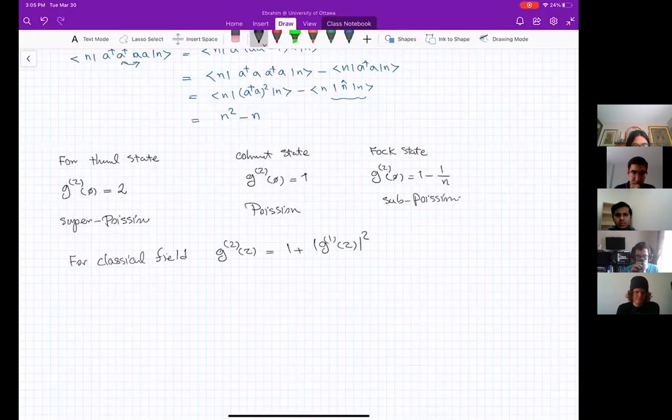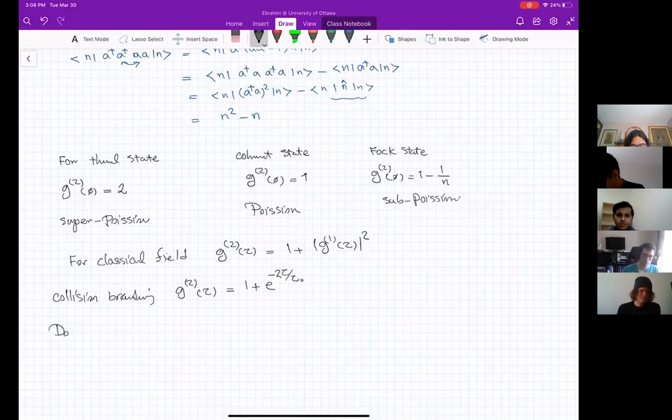So what do you expect for collision broadening? With minus 2. True. What about Doppler broadening? Remember, those are all classical fields. We did the mathematics for them. Doppler broadening: G2 of tau is equal to 1 plus e power of minus tau squared delta squared. Okay.